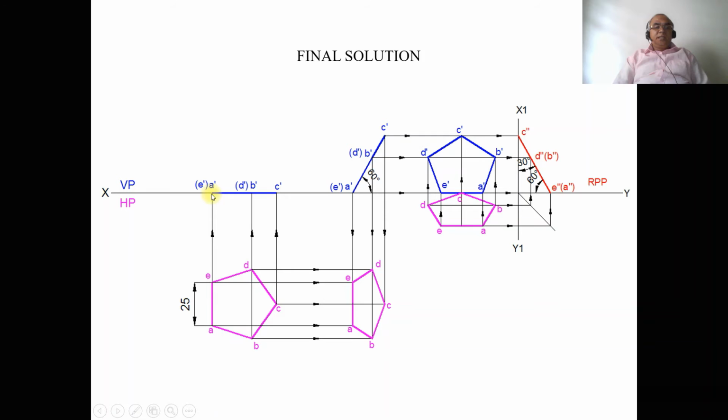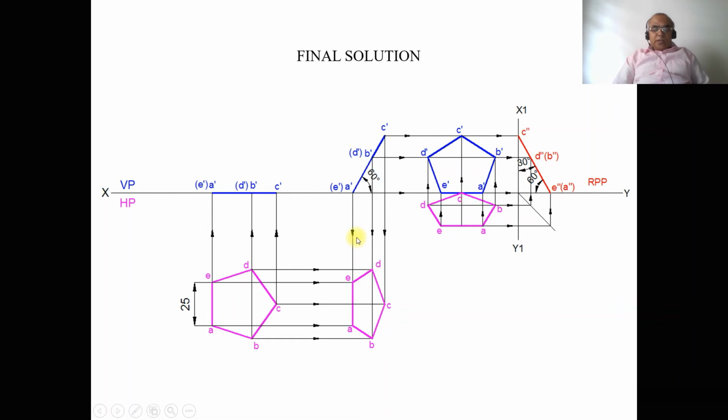Similarly with A dash as center, take the radius of A dash to C dash and cut an arc, and you mark this point as C dash and you mark this point as B dash and D dash in brackets. Then join A dash to C dash with a dotted line.